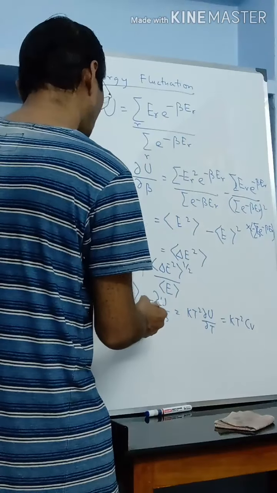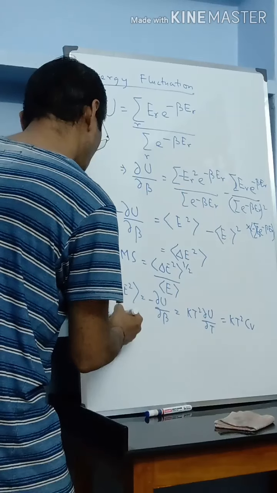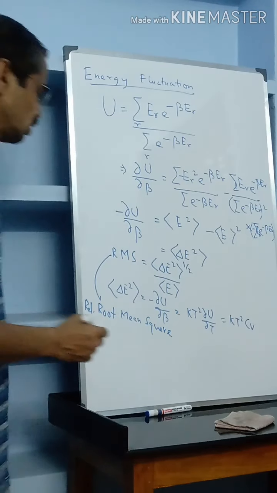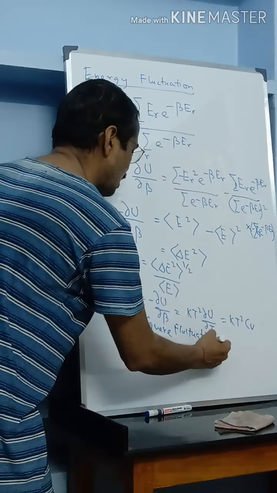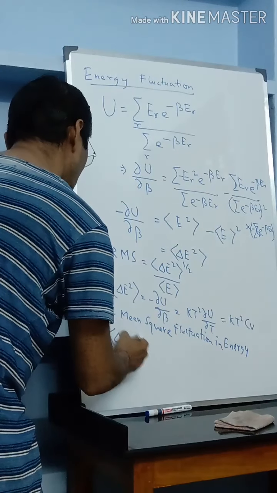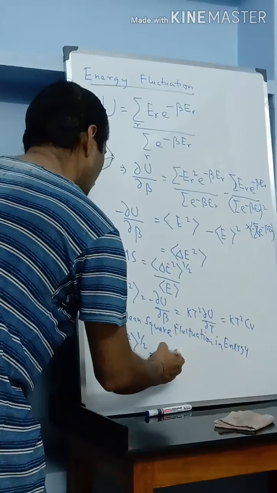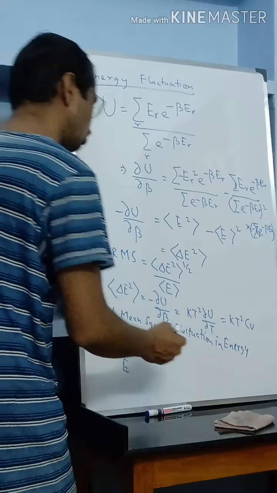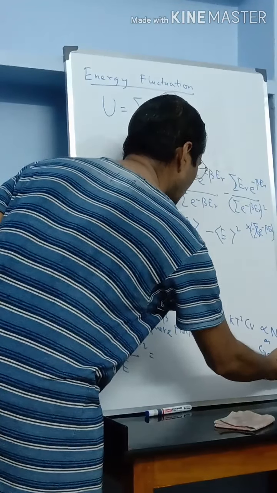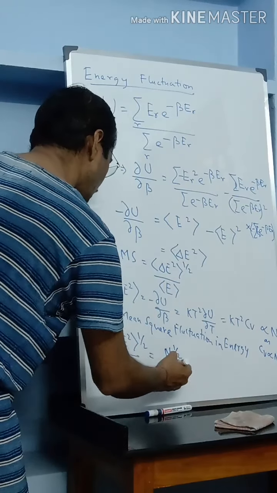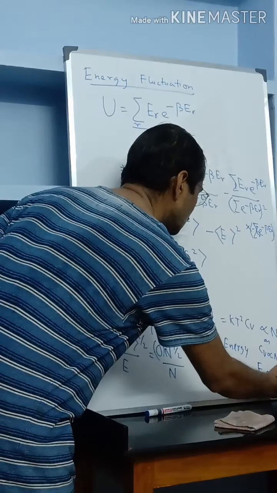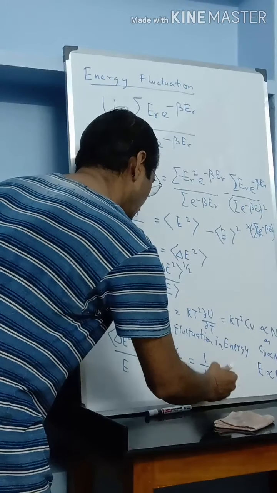root mean square fluctuation of energy is proportional to... The relative root mean square fluctuation in energy is given by delta E square to the power half divided by E. Since Cv is proportional to N, the number of particles, this is going to give us N to the power half, and the mean energy nkT is proportional to N, so this is equal to 1 by N to the power half.